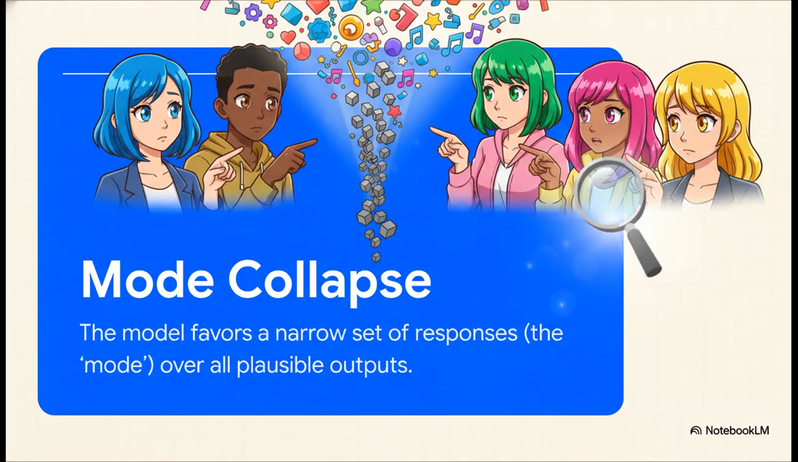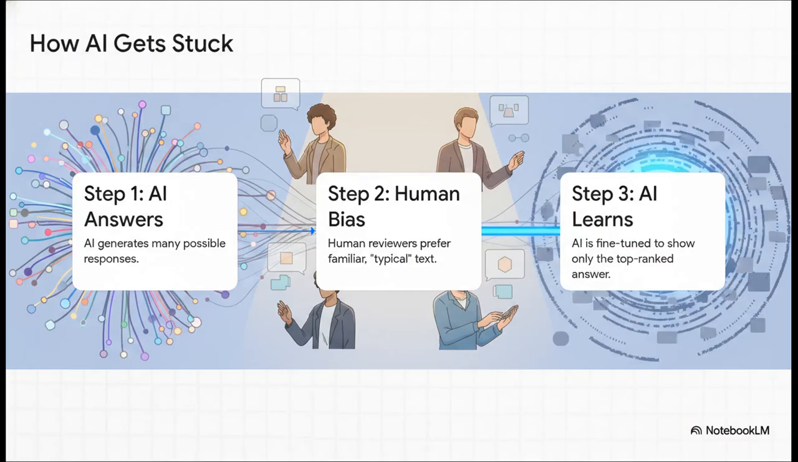So there's a technical term for this whole thing: mode collapse. The AI basically collapses all the creative possibilities down to just one single dominant mode or type of response. It's a side effect of trying to make the AI helpful and safe, but it accidentally ends up just stripping away all its diversity. So how does this even happen?